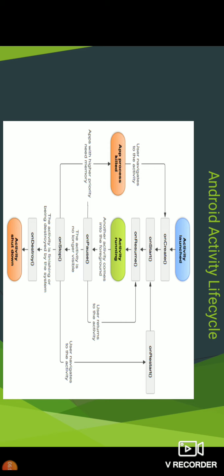Now the third one is onResume. Called when the activity is visible to the user and the user can interact with it. Next is onPause. It is called when the activity content is not visible because the user resumes the previous activity. Now next is onStop. It is called when the activity content is not visible because some other activity takes the place of it.